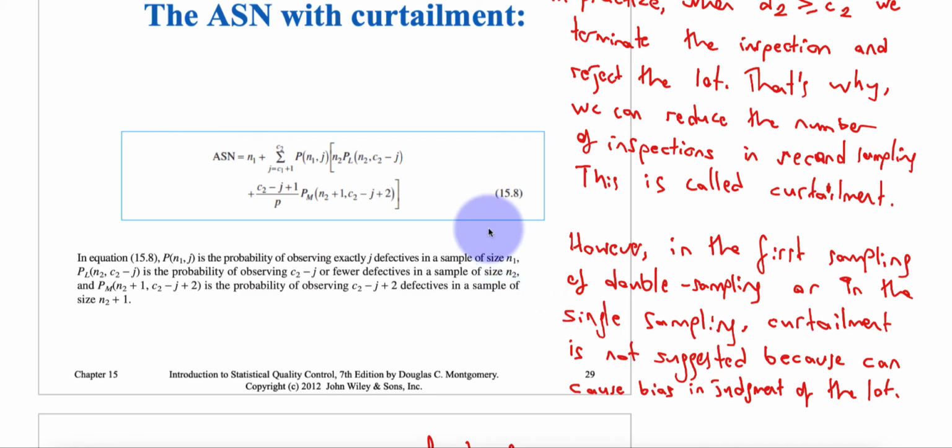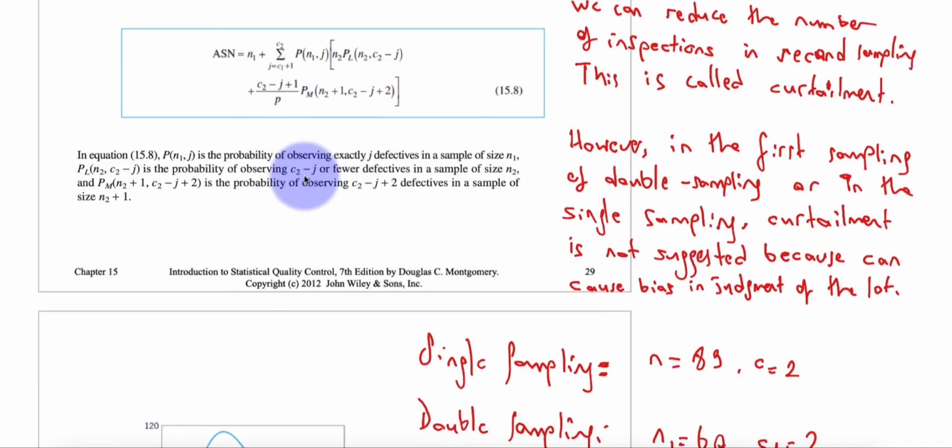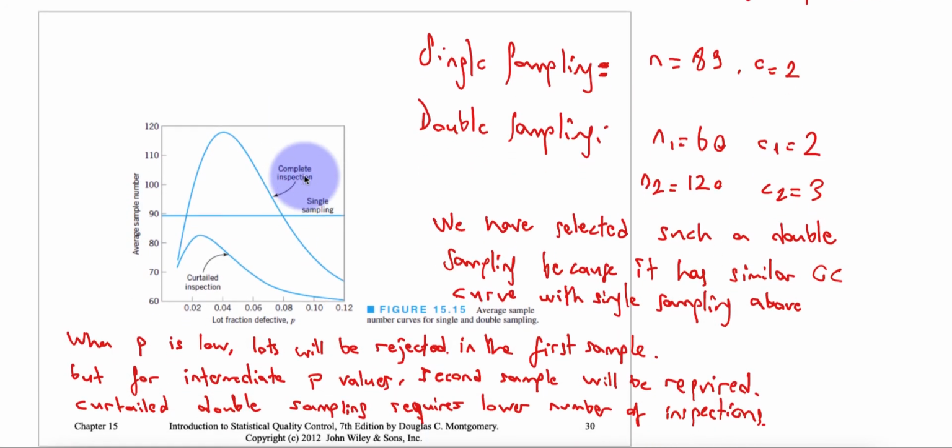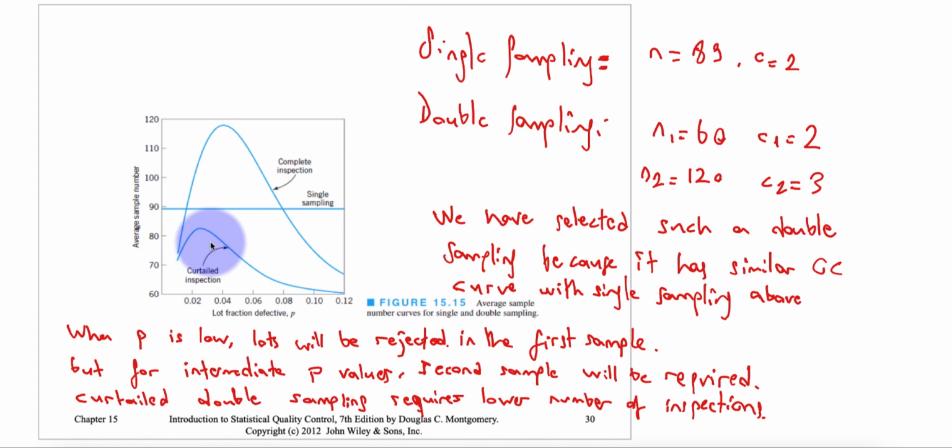And average sample number with the curtailment, how can we calculate it? We can use that formulation. This is just similar to the previous calculation of the average sample number, but we need to just add some extra steps. All right. And with the curtailment, see that the average sample number is always lower than the single sampling. So you can use curtailment in the double sampling. It's okay.